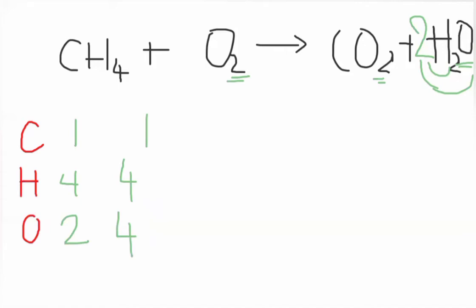So then what happens? Let's try to balance the oxygen. Let's just add a 2 over here. That becomes 4. 2 times 2 oxygen atoms makes it 4 oxygen atoms. So this becomes 4, and my equation is balanced.